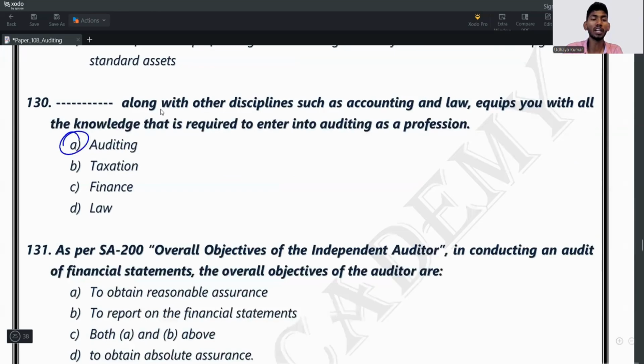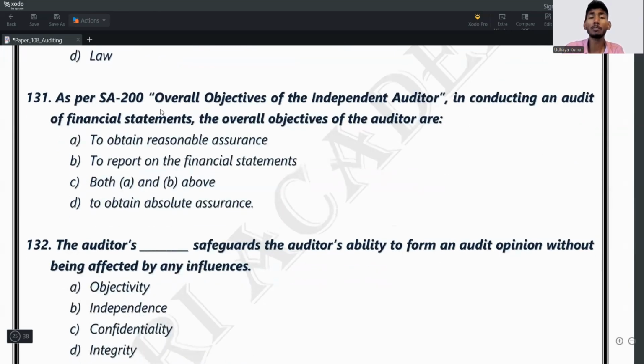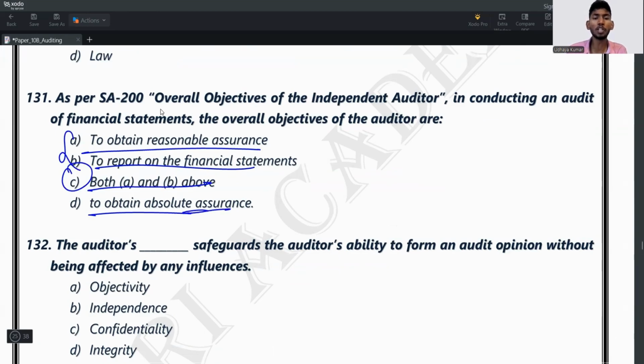So moving to question number 131, as per SA 200, the overall objectives of the independent auditor in conducting an audit of financial statements. The overall objectives of the auditor are to obtain reasonable assurance and to report on the financial statements, so both A and B, right? These are the right options. To obtain absolute assurance, nowhere in auditing can you provide absolute assurance. So it is incorrect. So option C is the right option.